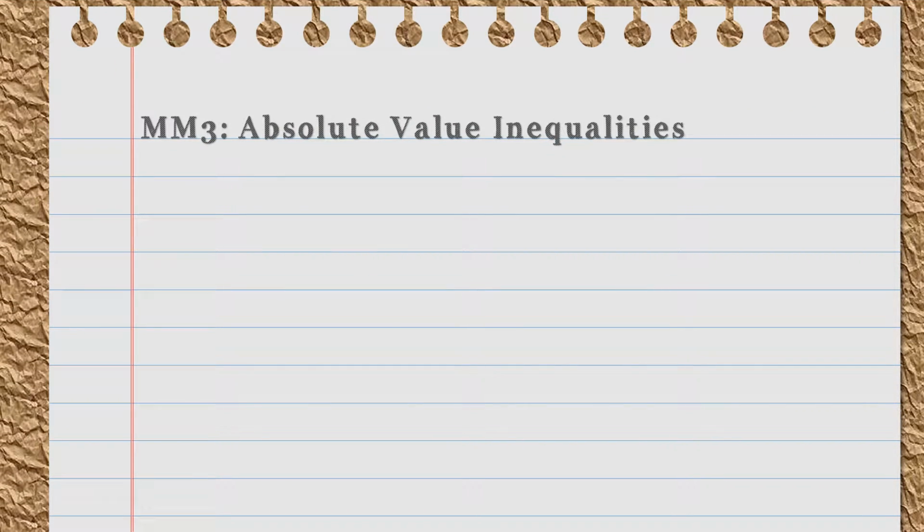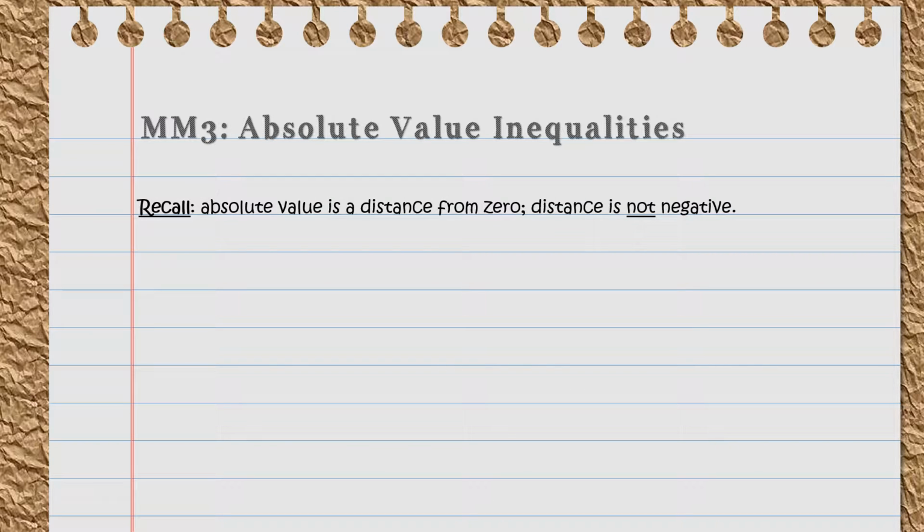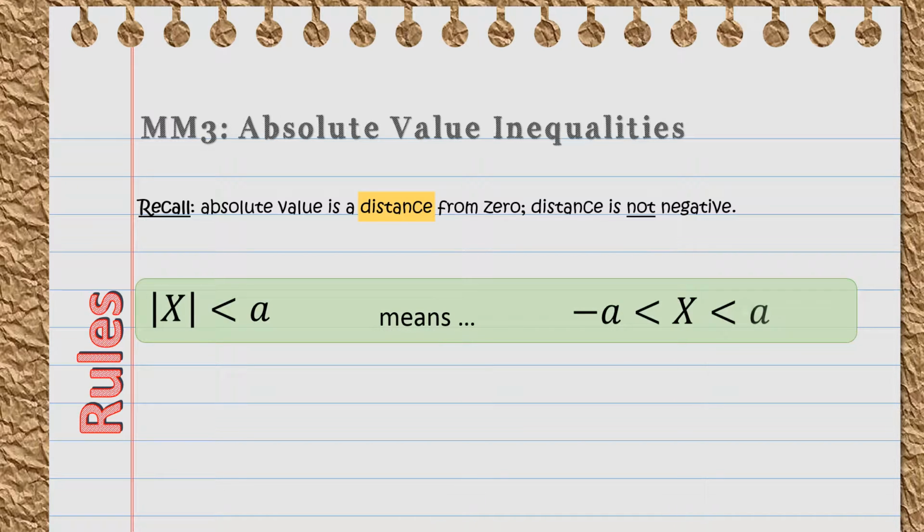Mile marker 3, absolute value inequalities. Recall, absolute value is a distance from zero. Keyword being distance. Now distance is not negative. Here are some rules. The absolute value of x is less than a means negative a is less than x is less than a.